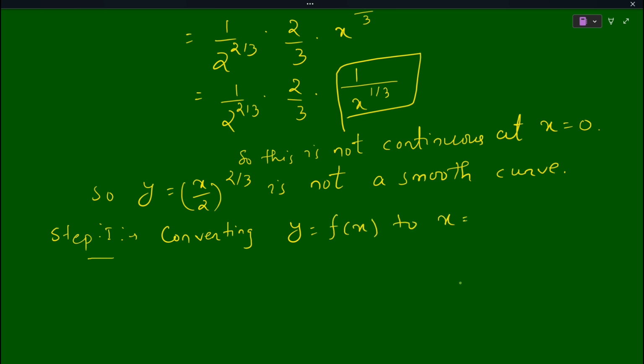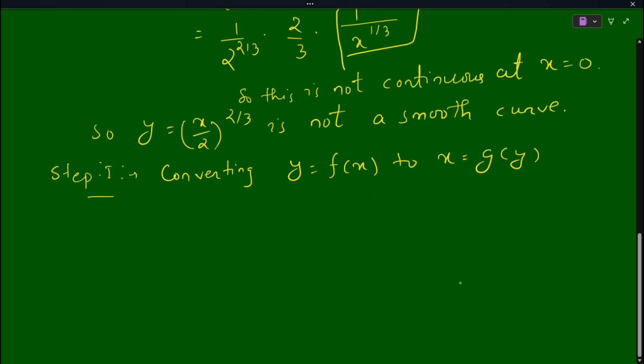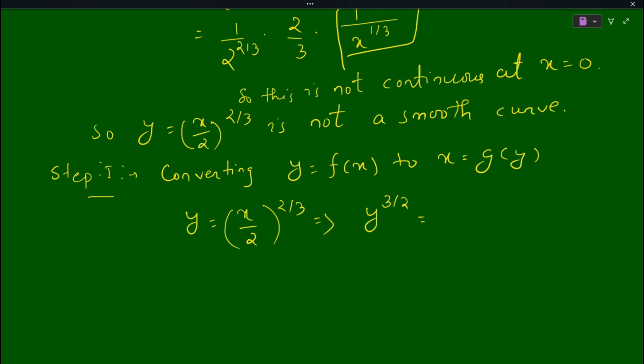So simply we will rewrite this function. First, let's take the power to the left hand side. This power 2 by 3 will go to the left hand side, and this will become y to the power 3 by 2, and this is x by 2. Now write this x as 2 y to the power 3 by 2. So now see, this function is a function of y.